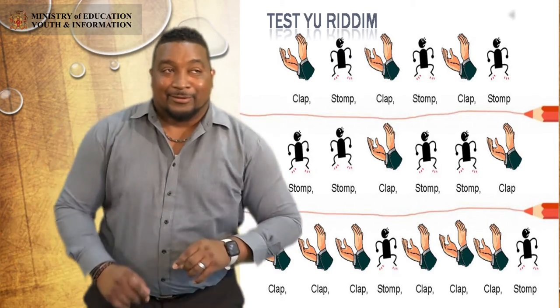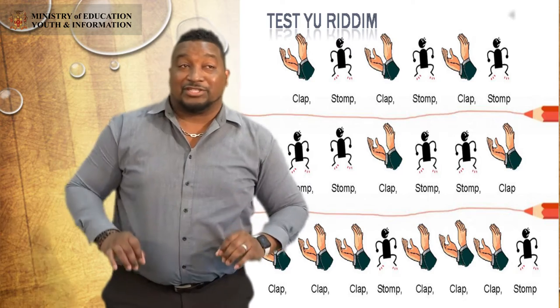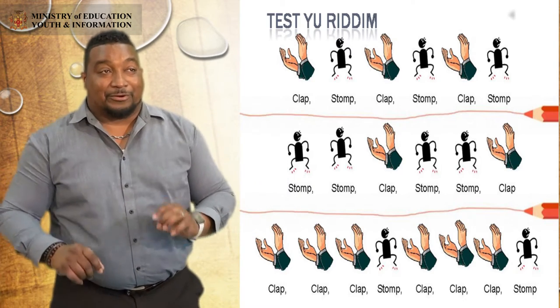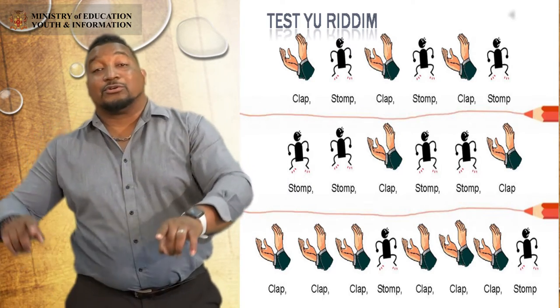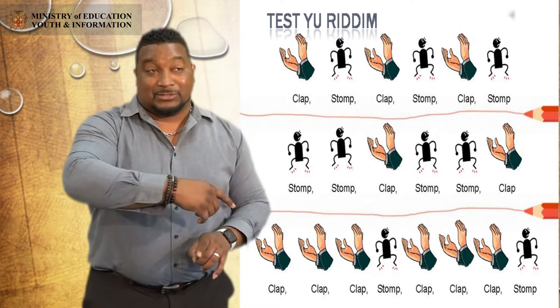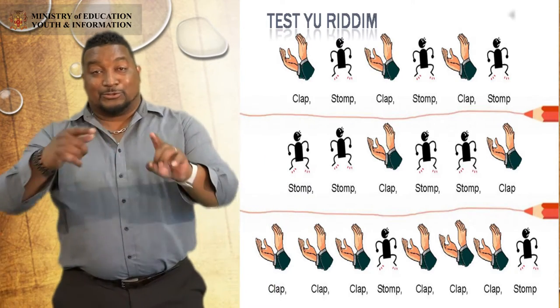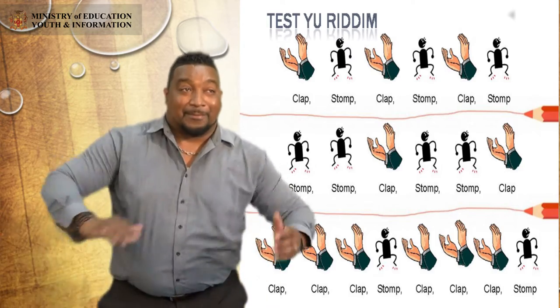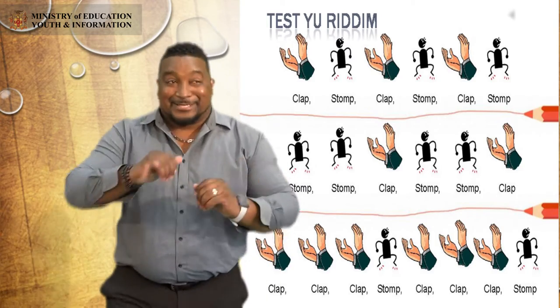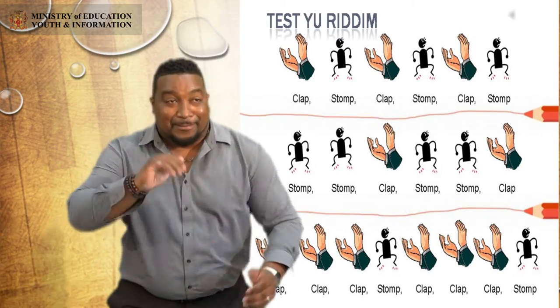Let's try it again. Do one more time. See if you can do it without the gestures, and I'll call them out for you. Ready? And then when we get to the end, we're going to go reverse order. Two, three, let's go. Stomp, stomp, stomp, stomp.